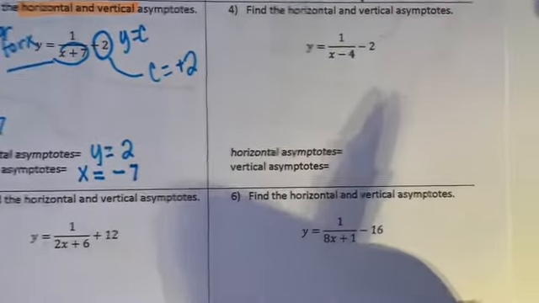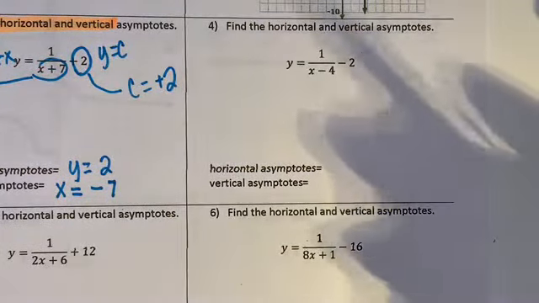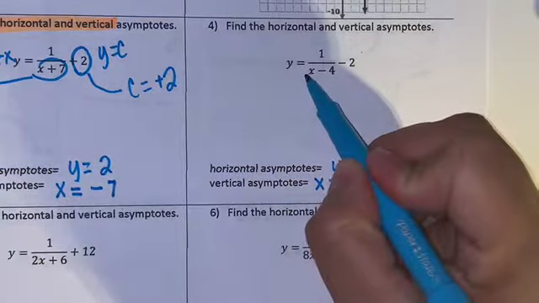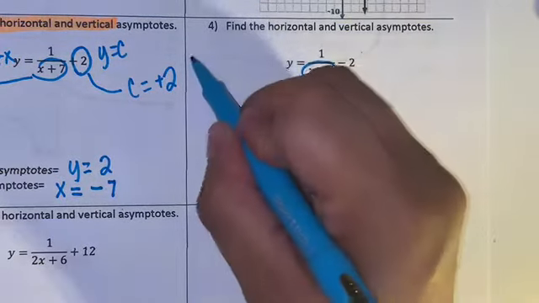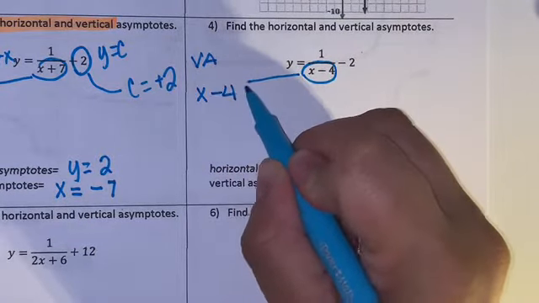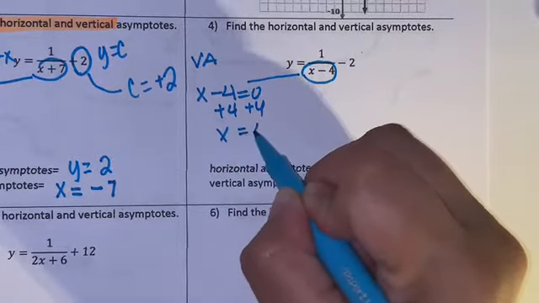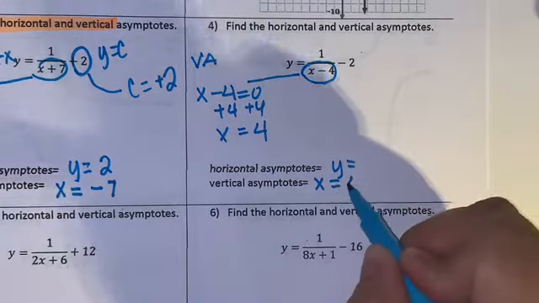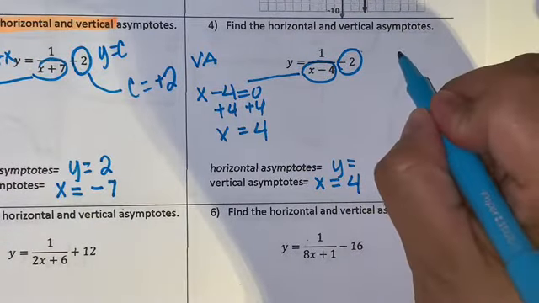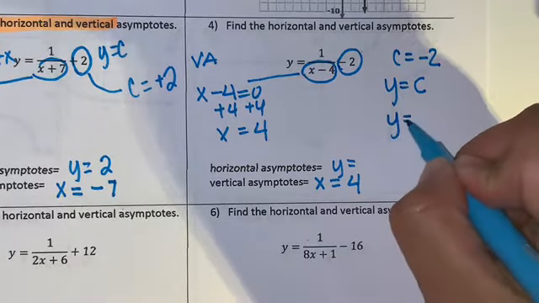All right, for number 4, find the horizontal and vertical asymptotes. All right, so y equals, x equals. For the vertical asymptote, we're going to look at our denominator and say x minus 4 equals 0. Plus 4, plus 4. x equals 4. So that's our vertical asymptote. In this case, we're looking at the constant. So c equals negative 2. We know that y equals c. So y equals negative 2.